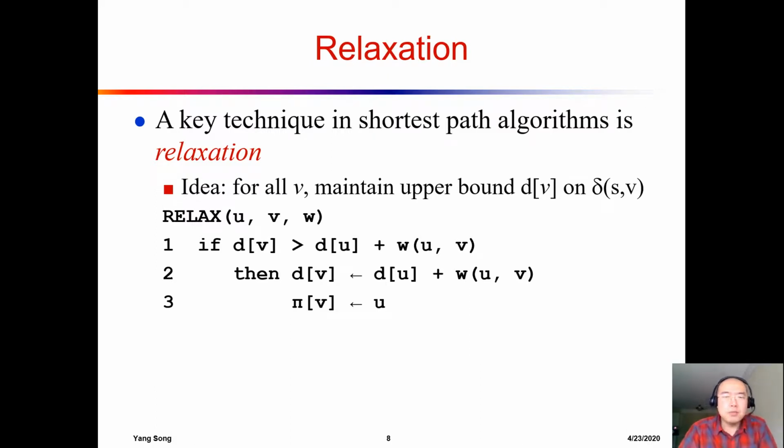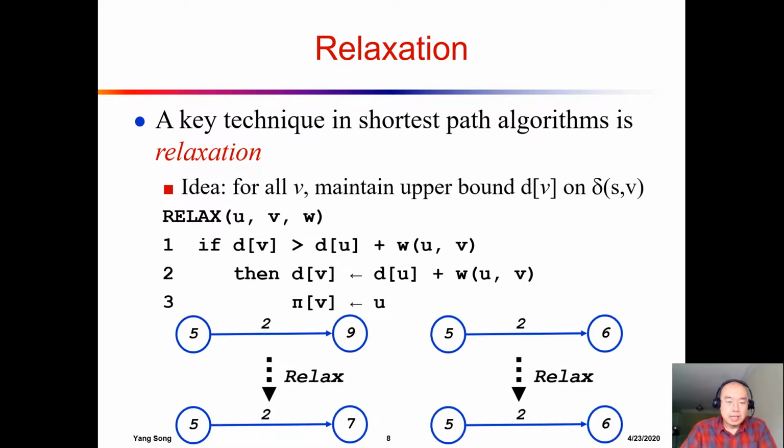Okay, that's very dry. Let me give you an example. For example, we say this is the u and this is the v. For now, dU is 5. So from the source to get to the u, the current lowest cost is 5. And for the v, dV is 9. This means from the source to get to the v, the current known shortest path has a cost of 9.